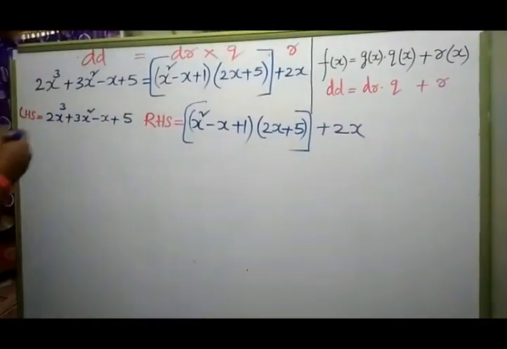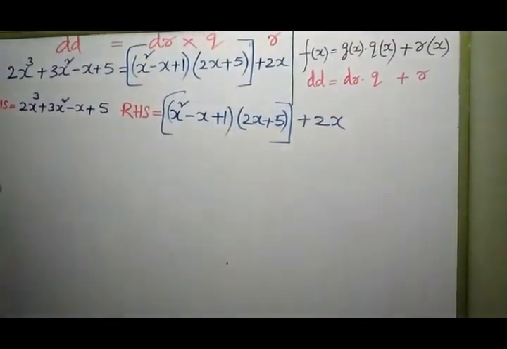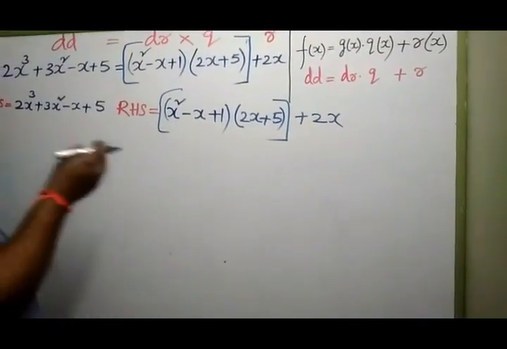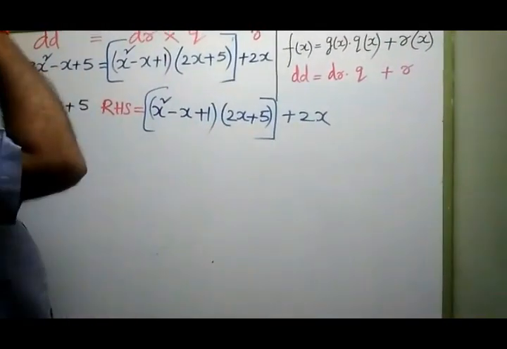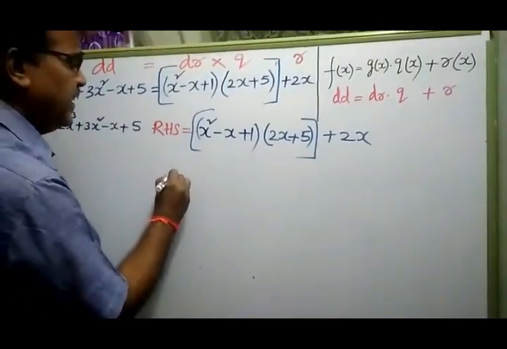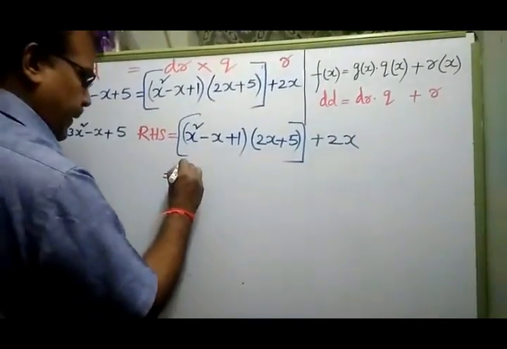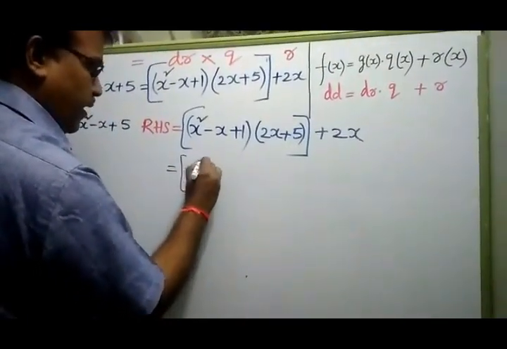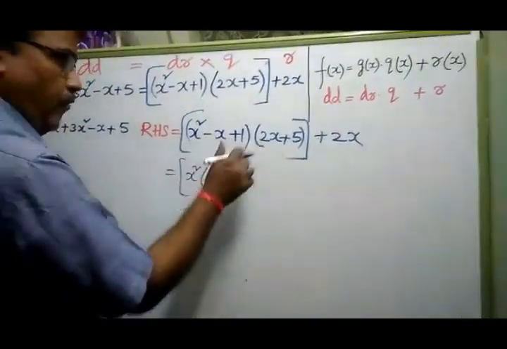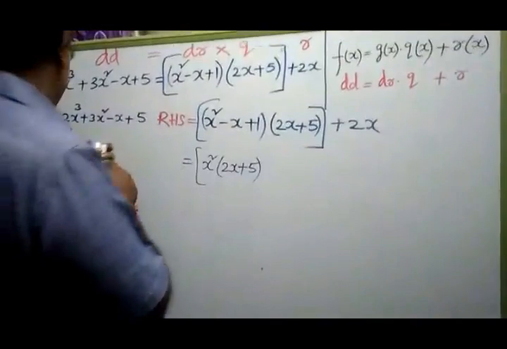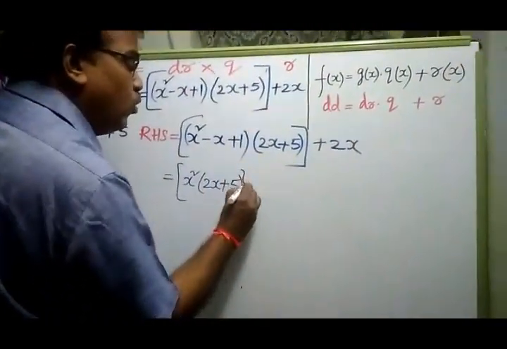Now anyhow we cannot simplify LHS, that's why I am going to simplify RHS. So this multiplication is a trinomial by a binomial, you know very well. Now it is equal to, how to multiply: first, x square of 2x plus 5.